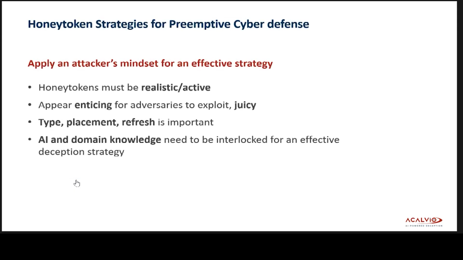Now, switching gears, let's look at the strategies for a preemptive cyber defense. How do you use honey tokens for such a strategy? The very first thing is you have to think like an attacker. What are the locations he's going to look for? What are the different data he's going to harvest? What are the crown jewels in the enterprise? Because we are on the inside, we can identify all of these things, and then we can poison all of them. Poison the data for the attacker.